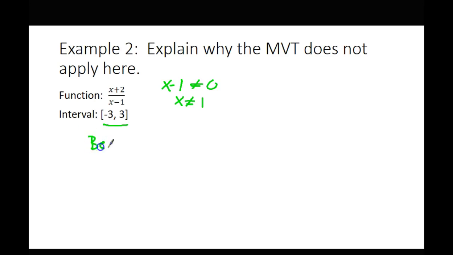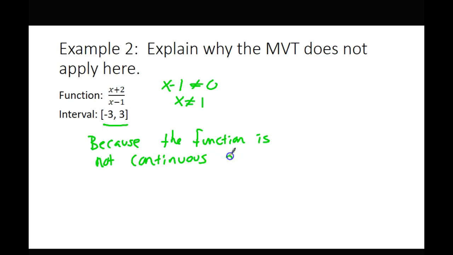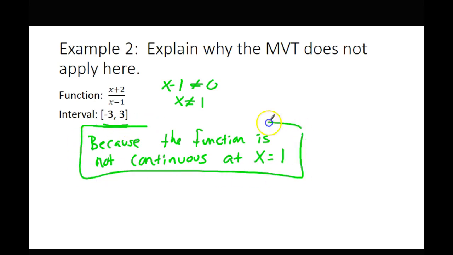We're going to say because the function is not continuous and therefore not differentiable at x equals 1. And if you wanted to be even more specific, you could say, because it's not continuous at x equals 1, and 1 is on the interval that we care about. But I don't think that would be necessary on the exam, but for notes purposes, it might be nice to see that later.